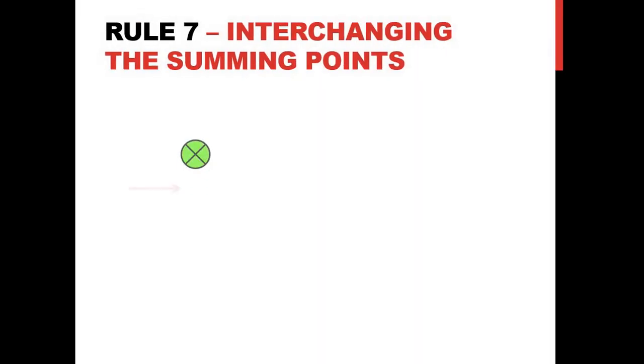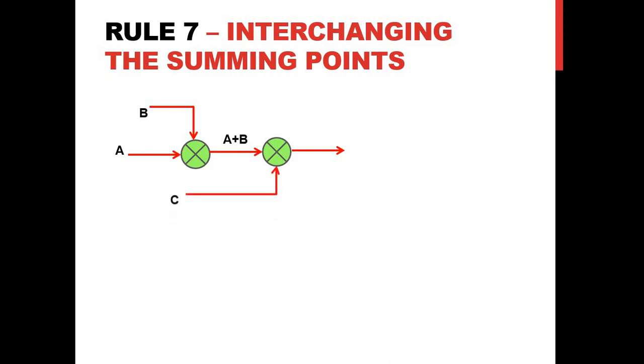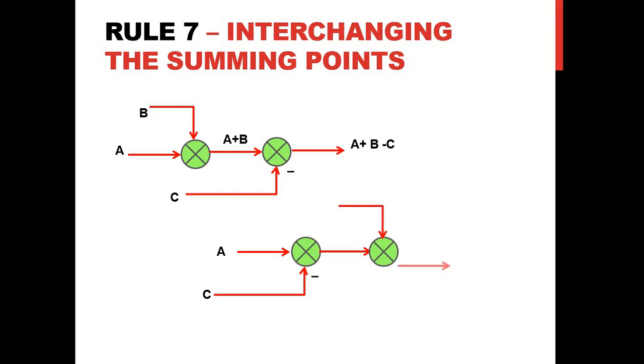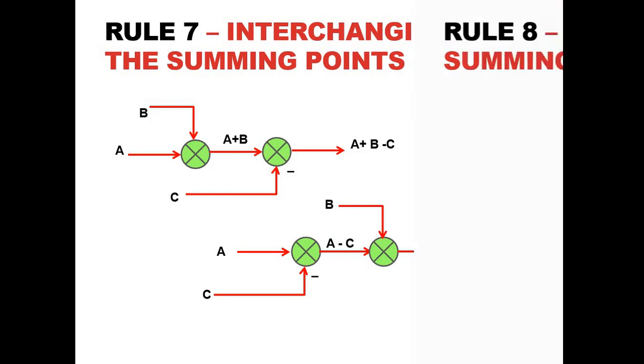Rule number 7, interchanging the summing points. We have 2 summing points with inputs A and B. The output of the first summing point will be A plus B. At the second summing point, we have another input called C. The output will be A plus B minus C. Now we can interchange the first and second summing points in the same manner, and we will have the same output. For the first summing point, A and C are the inputs. For the second summing point, the input we have here is B. So we have A minus C as one input and B as the other input. So totally we have A minus C plus B.